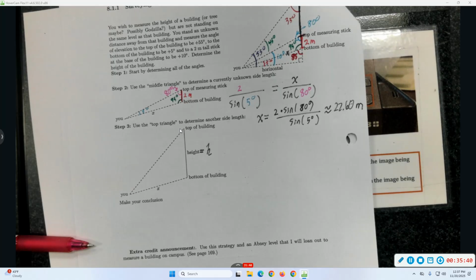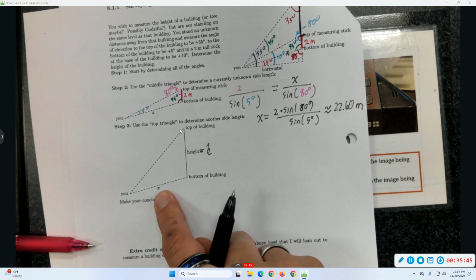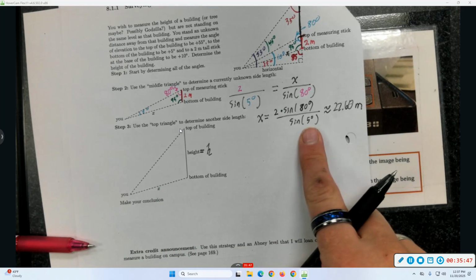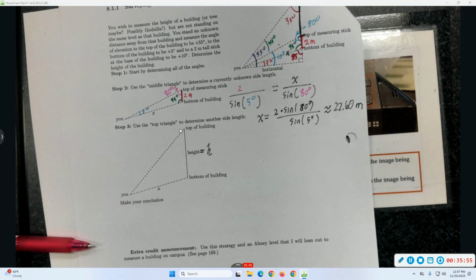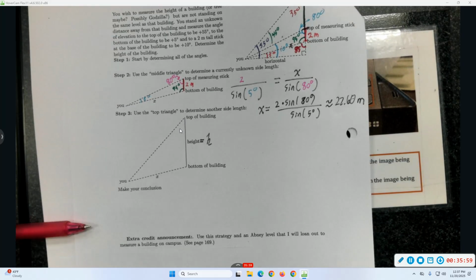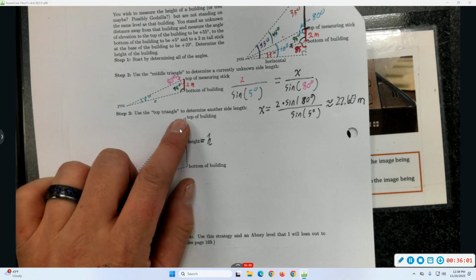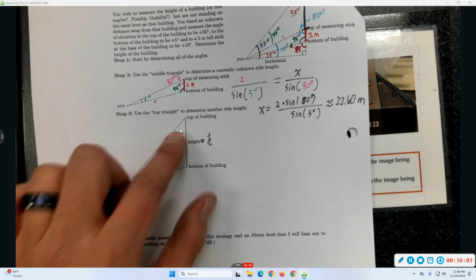All right, so let's fill in some things. I know one side because I know what x is. I think I'm just going to leave it as x. I know what it is, but I'll just remember that I know what it is. Let's fill in the angles. What are some angles in this triangle that you can tell me? Yeah, the angle from you to the top of the building is 50 degrees. Cool. So this angle? Yep.